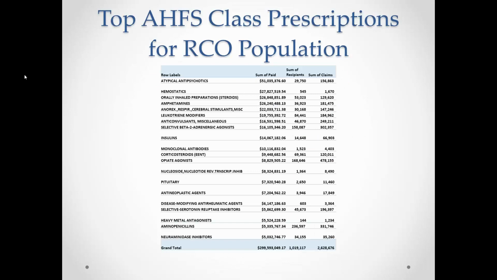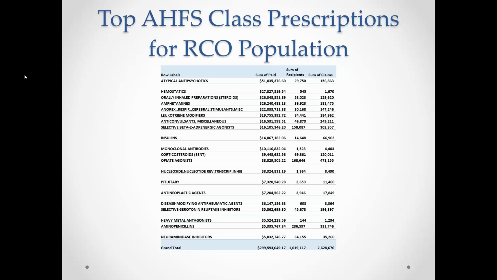I have 2 final slides on pharmacy. The first is grouping pharmacy by AHFS class. AHFS is just a grouping of drugs. You'll see from the top one being atypical antipsychotics, there are many drugs inside of that group. It's just a good way of grouping lots of similar drugs together, so you can see where the dollars are going.